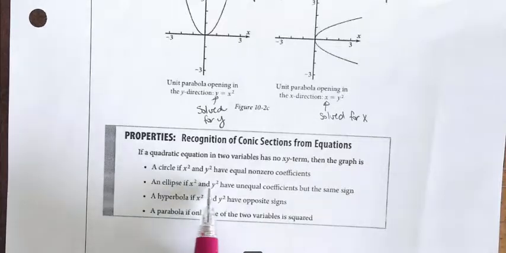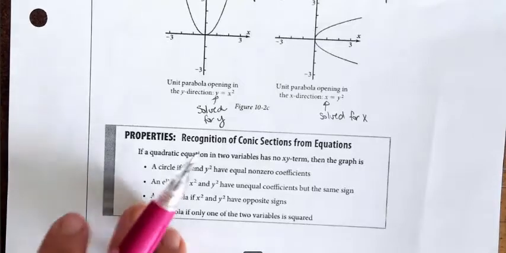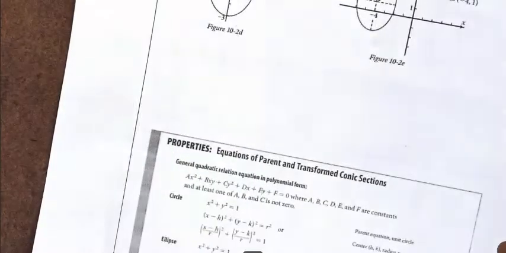An ellipse, if they have unequal coefficients, but the same sign. A hyperbola, if they have opposite signs. And a parabola, if only one of the variables is squared. That's exactly what we went over in our last video. Moving on.